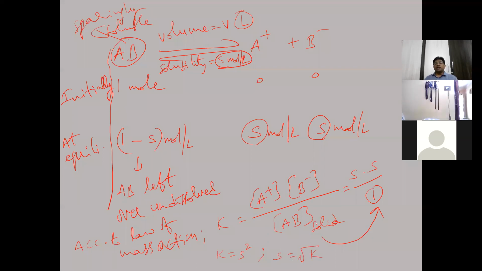Is the concept clear? So solubility S is equal to under root K. K is a constant. What is the name of this constant? Solubility product constant, the constant of solubility product, Ksp. Instead of K, we write Ksp here. So it is about the solubility concept. Let's take the screenshot of this.